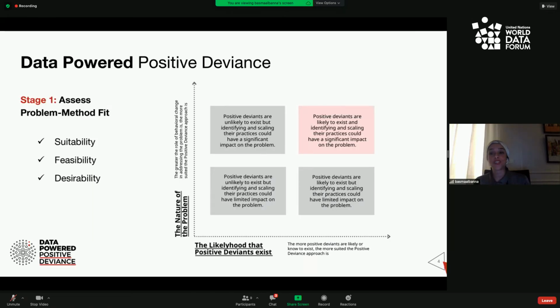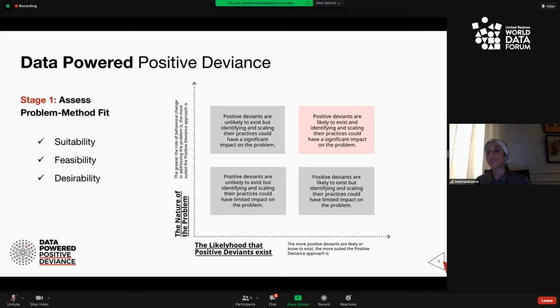So the first adaptation was when we defined the problem in data-powered positive deviance, it wasn't enough to just define the problem. We need to ensure that data-powered positive deviance is actually a suitable approach and will enable us to achieve the desired outcome in solving this problem. So there are 3 main aspects to consider when ensuring this fit. The first is suitability, the second is feasibility, and the third is desirability.